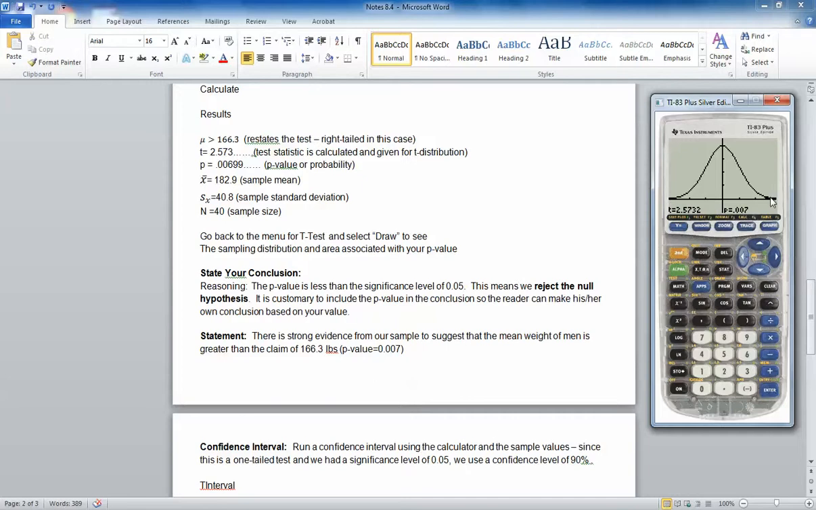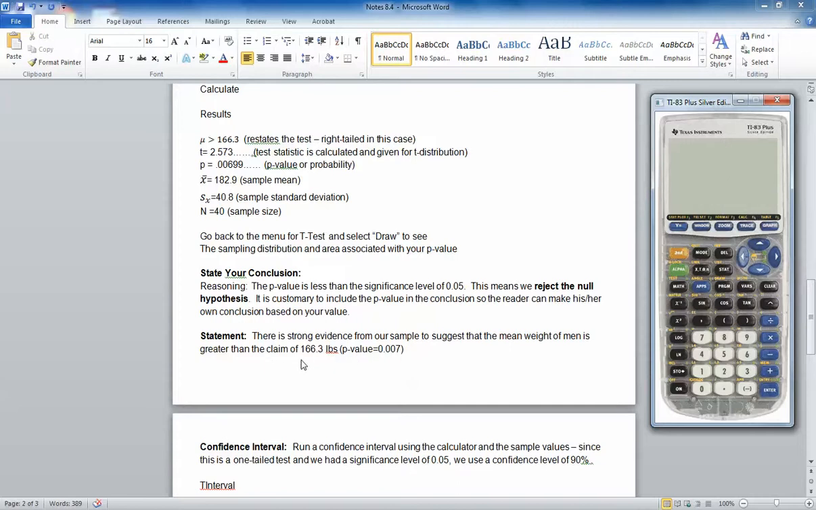So what we say is, our conclusion, the p-value is less than the significance level, a lot less actually. This means we reject the null hypothesis. It's customary to include the p-value in the conclusion so the reader can make his or her own conclusion based on your value. So here's our statement. There is strong evidence from our sample to suggest that the mean weight of men is greater than the claim of 166.3 pounds, with a p-value of 0.007.